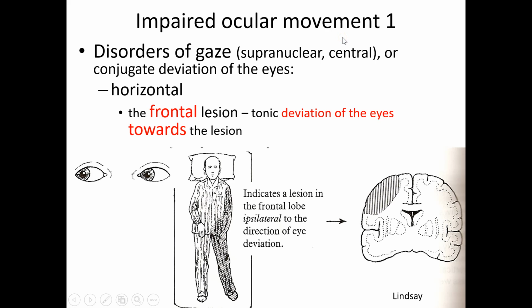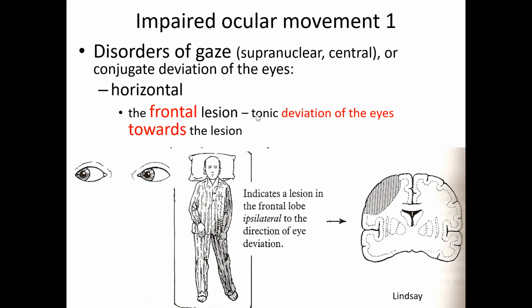Impaired ocular movements may be due to disorders of gaze, or they may be due to disorders of cranial nerve third, fourth, or sixth: oculomotor, trochlear, and abducens nerve. Disorders of gaze basically are supranuclear or central disorders. This is not involved with our topic of presentation of cranial nerves, but to differentiate from other disorders, I have just shown you these slides.